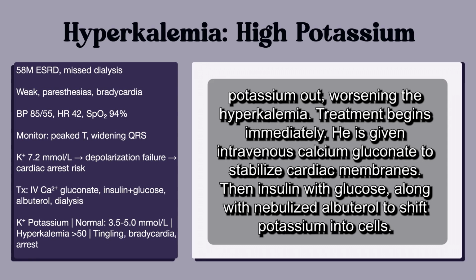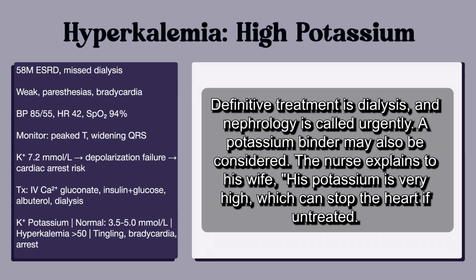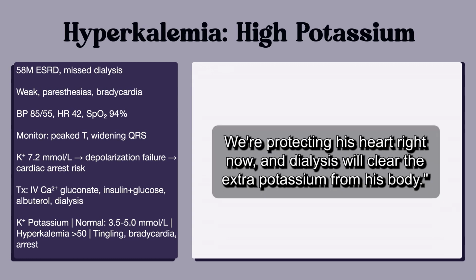Then insulin with glucose, along with nebulized albuterol, to shift potassium into cells. Definitive treatment is dialysis, and nephrology is called urgently. A potassium binder may also be considered. The nurse explains to his wife, his potassium is very high, which can stop the heart if untreated. We're protecting his heart right now, and dialysis will clear the extra potassium from his body.